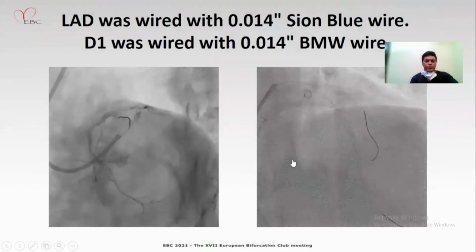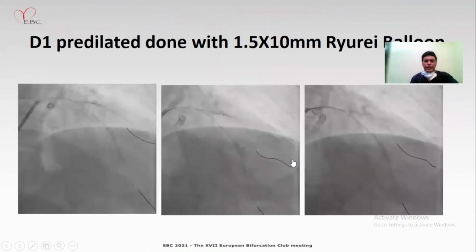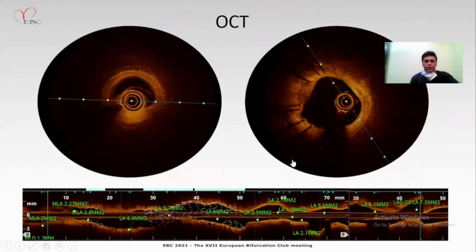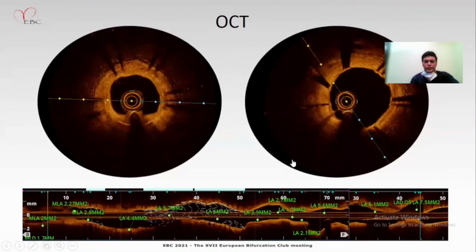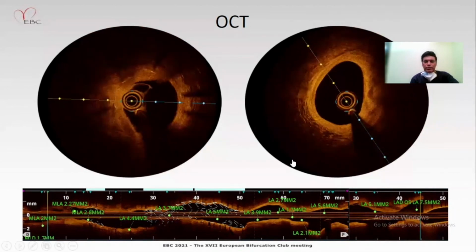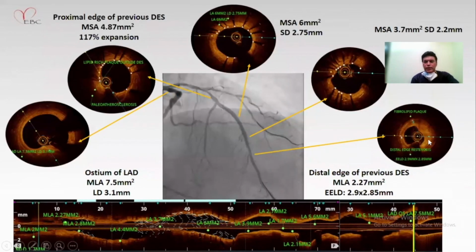distally totally occluded. We wired the LAD and diagonal and pre-dilated with a 1.5 balloon, and then we acquired the OCT images. The OCT image very clearly showed a significant plaque burden proximal to the stent. There is a severe atherosclerotic plaque with a healed plaque and a lot of lipid-rich plaque. In the analysis, distal to the stent there is also significant plaque burden, distal edge stenosis due to atherosclerosis, and the remaining portion of the stent appears to be fine.